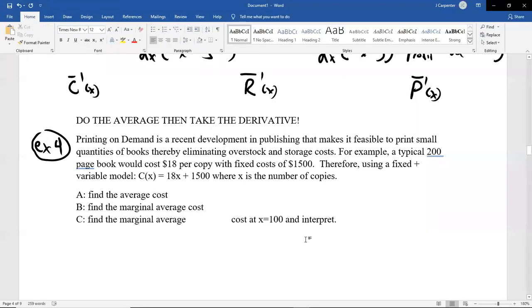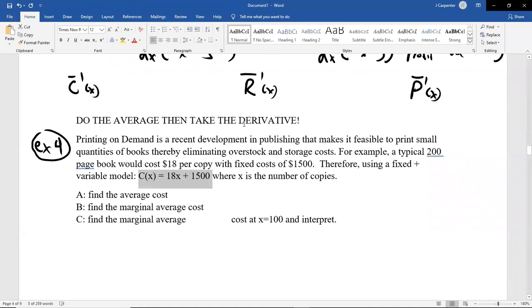So we have our cost function. Now, I don't have to give you this. Setting up a standard fixed variable model is something I expect of my Algebra 1 students. So that should let you know I expect calculus students to be able to handle a variable cost and a fixed cost to set up a standard linear model.